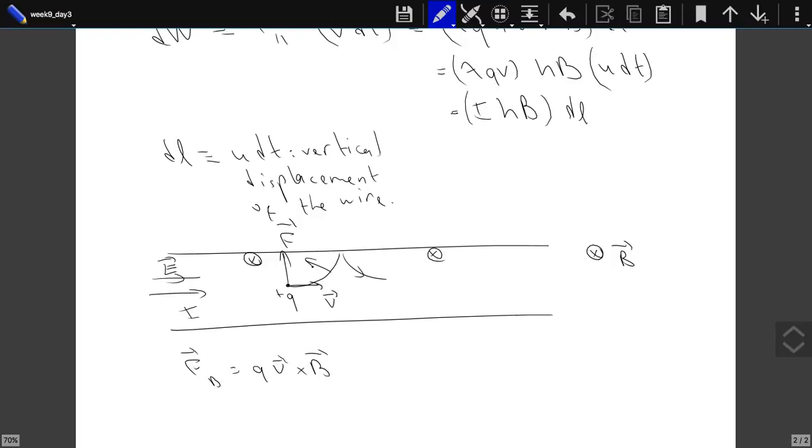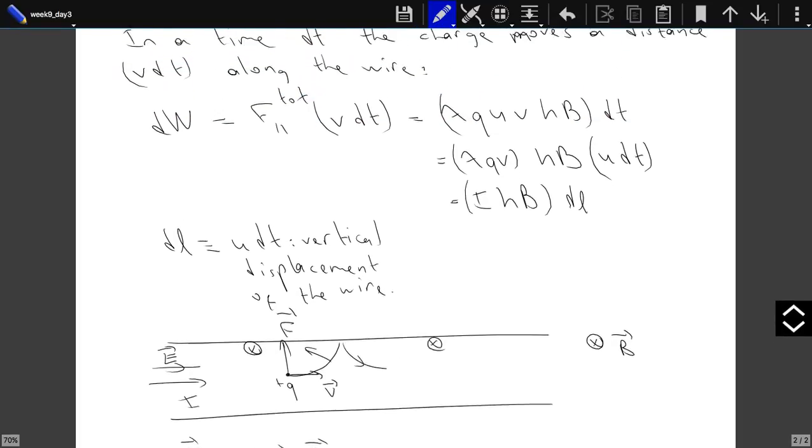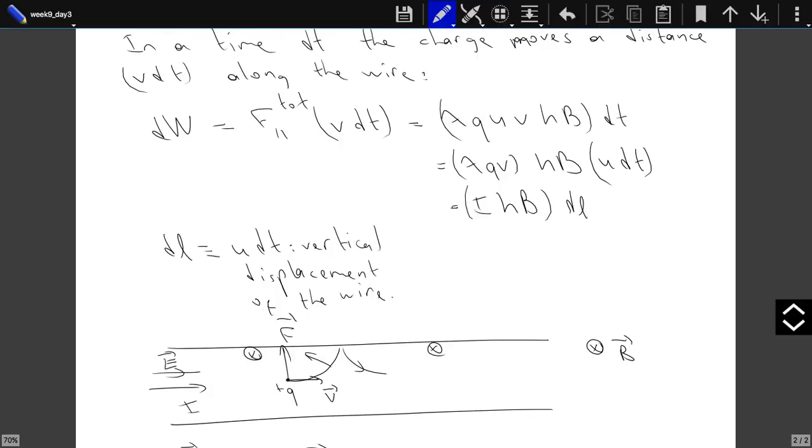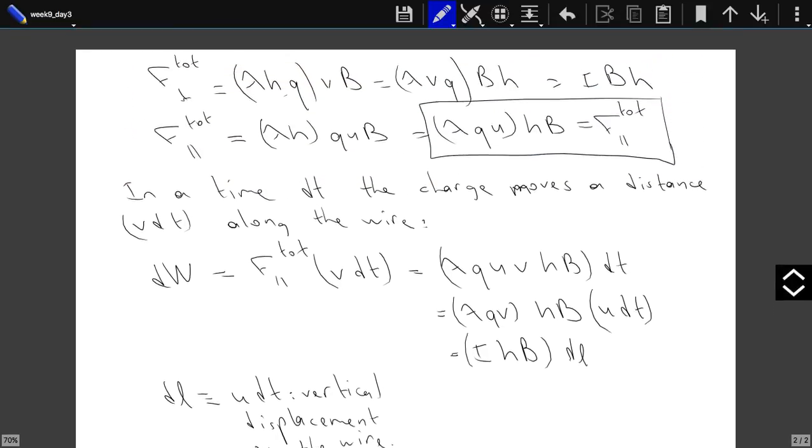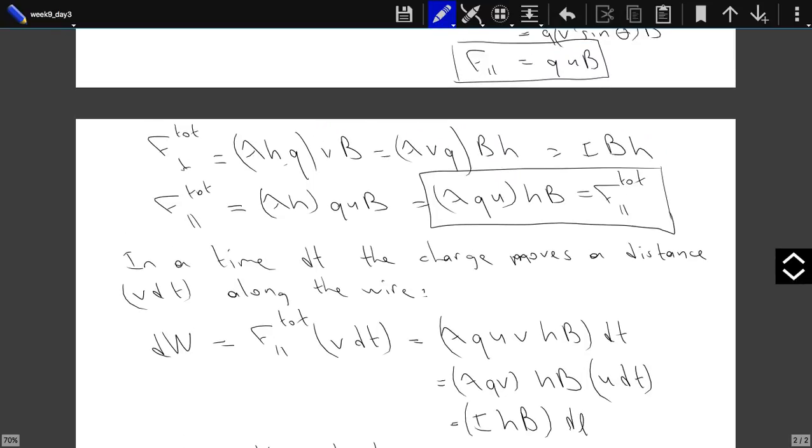Yeah. In the formula, for example, lambda Q u H B, which is the total force, the parallel component of the total force. Yes. What is H? H is the length of the wire. And can we say that lambda H is Q? Lambda H is not equal to Q. Q is the charge of a single point charge that is moving along the wire.